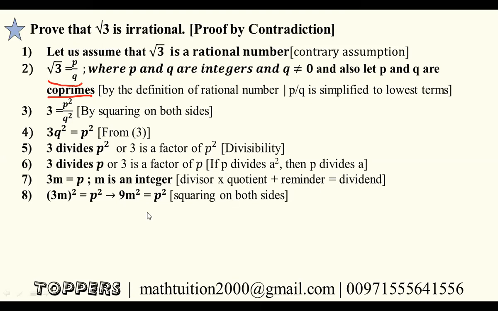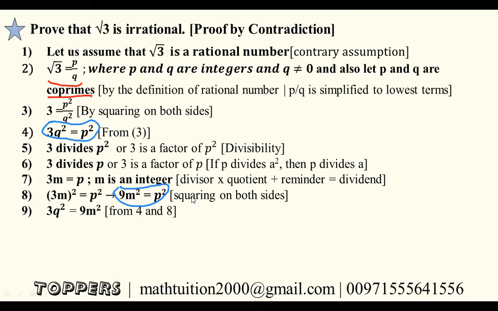Now check. We have two statements. One is 9m square equal to p square. Other one is 3q square equal to p square. Since RHS are equal, we can say LHS are equal. So we will write 3q square equal to 9m square in the next step, from statement 4 and statement 8.